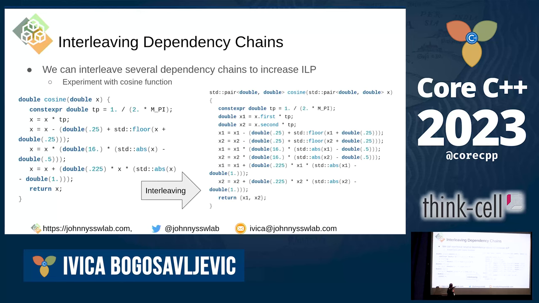Okay, what's interleaving? On the left side, we have the cosine function. This is the original one, and this is the interleaved one. What's the difference? The first one takes x, and the second one takes a pair of x's. But essentially, it performs the same operations on the left and right side. But now there are two dependency chains that are interleaved, and this increases performance. So x1 depends on this one, and x2 depends on this one. You are always skipping the previous command and taking the one before that. And this is how we interleave it.